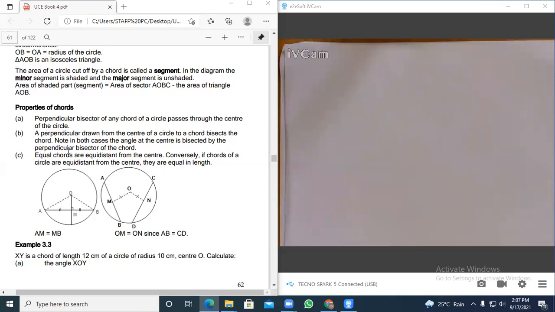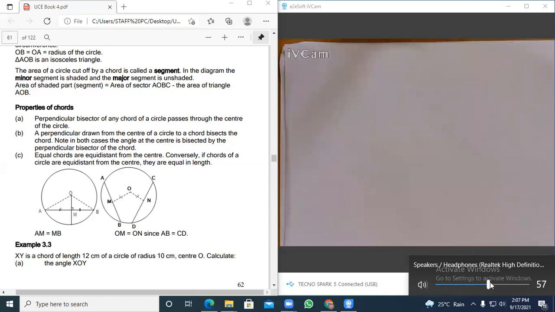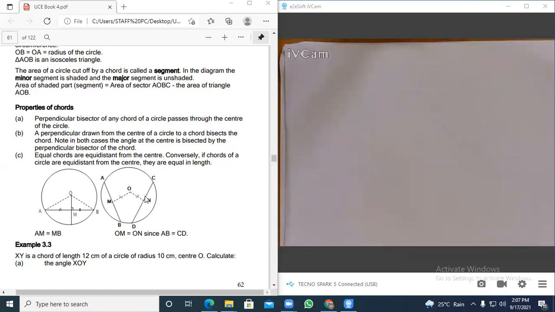Then they also told you that the angle at the center of the circle is also bisected by the perpendicular bisector. So this angle here will be divided into 2 equal parts, such that in this triangle AMO, the angle here will be the same as the angle which is here.